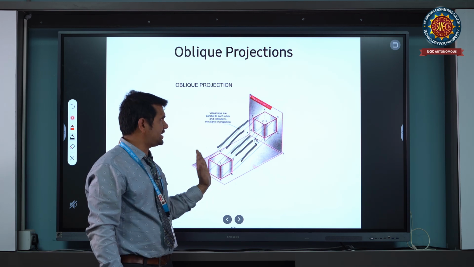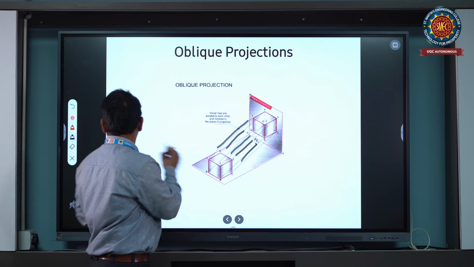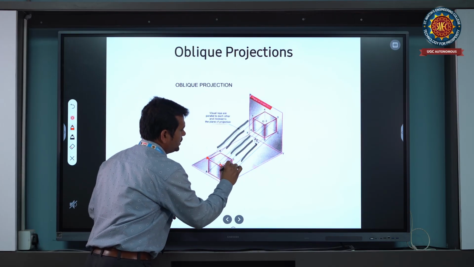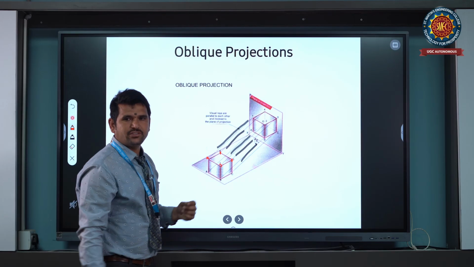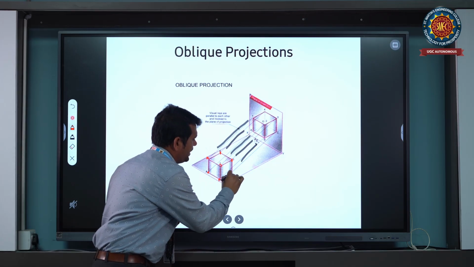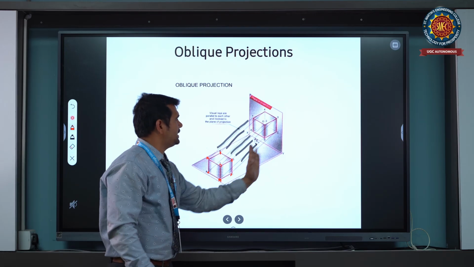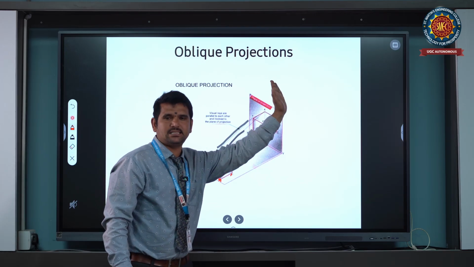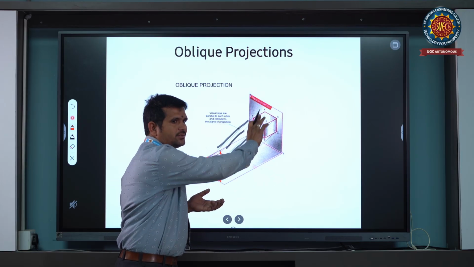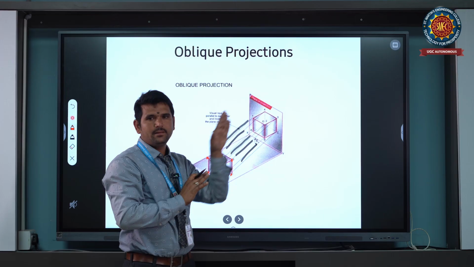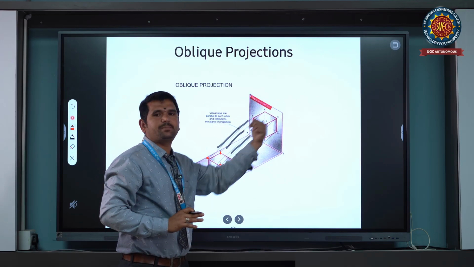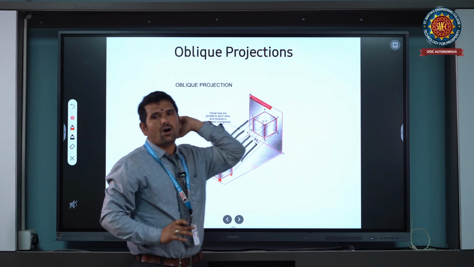Here there is an object, in the same way. For example, the top position is 1, 2, 3, 4 and the bottom we are going to call A, B, C. Now the object is at a certain distance from the plane. So how are the rays inclined? The rays are inclined but parallel, and the object is always perpendicular to the plane. So that is the oblique projection.